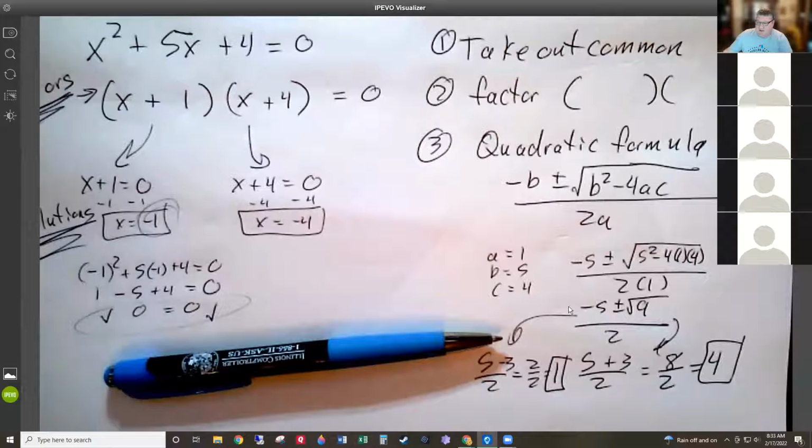So this is a -5. What did I put down here?